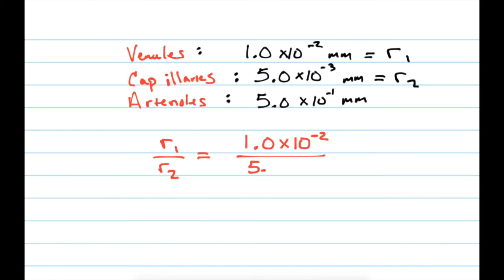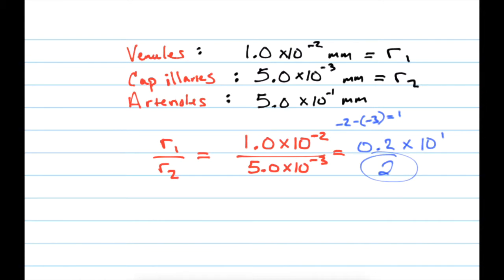Well, I use the same process I used in the last problem. 1 divided by 5 is 0.2. And I subtract the exponents. Negative 2 minus negative 3 gives me positive 1. So that equals 2 times 10 to the 1 power, which is 2. So this tells me that the radius of a venule is twice the radius of a capillary.